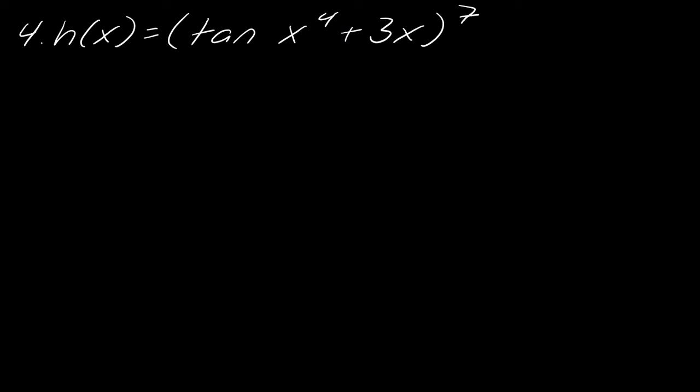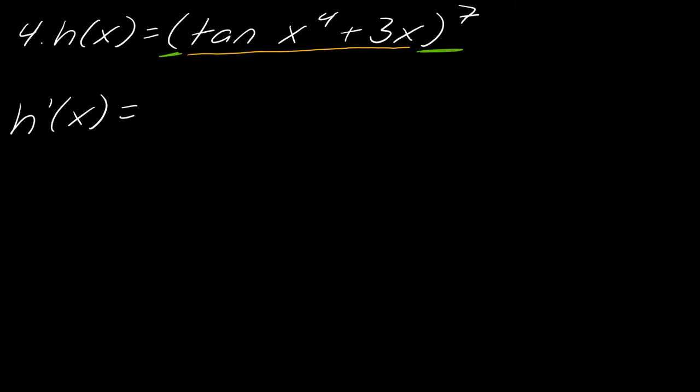Okay, so for number 4, we have another chain rule type problem. And so once again, as we look through this, the outermost function here would be this thing to the 7th. And then the next function in is all of this. You'll notice that we have to use the chain rule here, but we're going to worry about that when we get to that. So let's just get started.